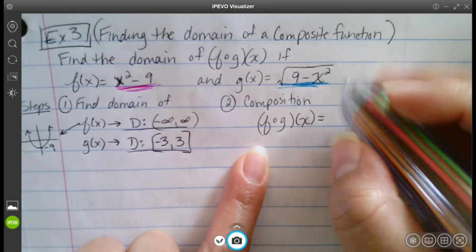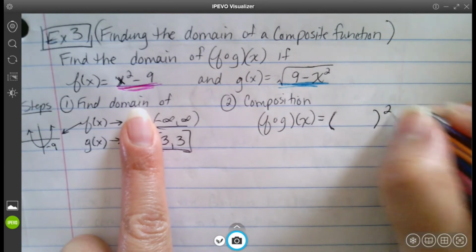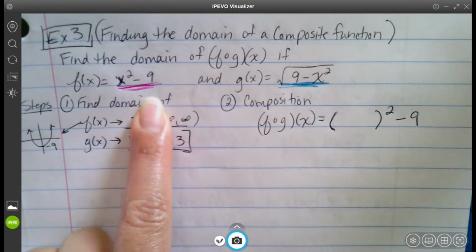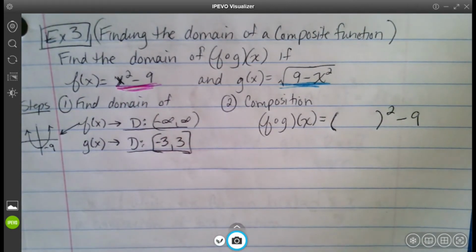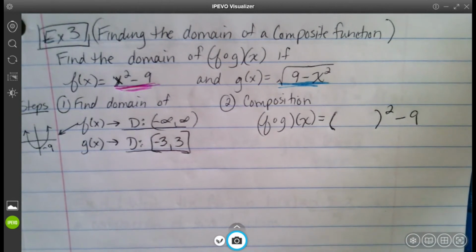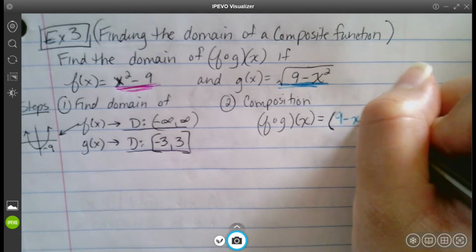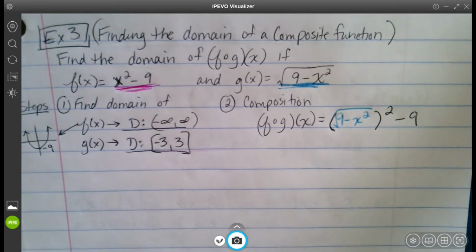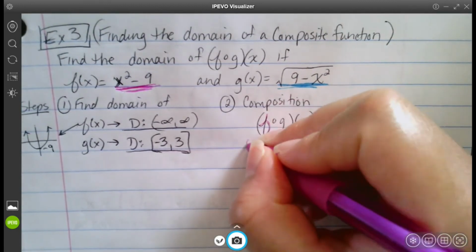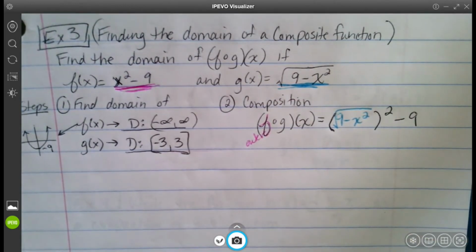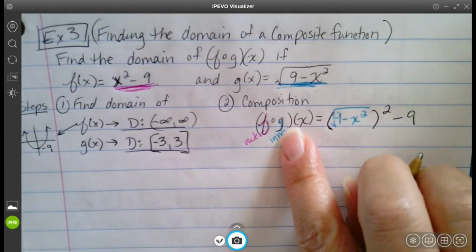So we're going to copy the f function. Parentheses, square root of, minus 9. Okay, so where that x used to be, I have a parentheses, and I'm going to go ahead and plug in this in here. So 9 minus x squared goes inside the parentheses, and it's inside a square root. Okay? So again, this is my outer in this case. And then in this problem, this is the inner, the blue one, the g of x.